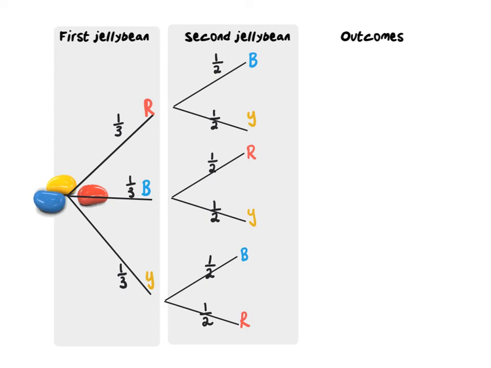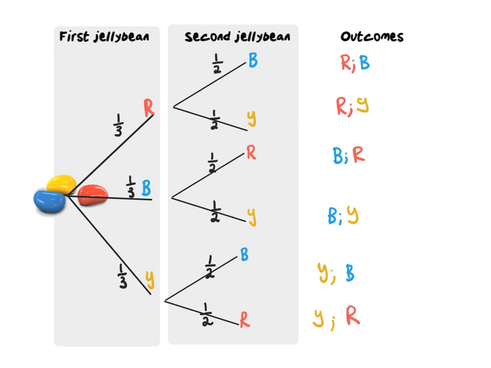So let's go and have a look at the outcomes. You can either have a red and a blue, or you could have a red and a yellow jelly bean. You could also have a blue and a red, or a blue and a yellow jelly bean. And lastly, I could have a yellow and a blue, or a yellow and a red jelly bean.